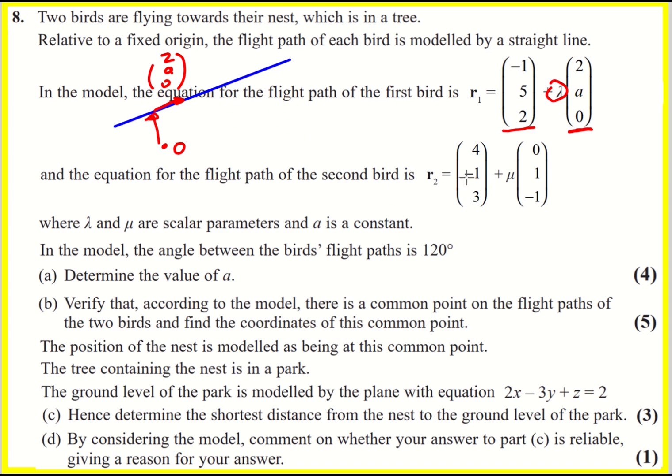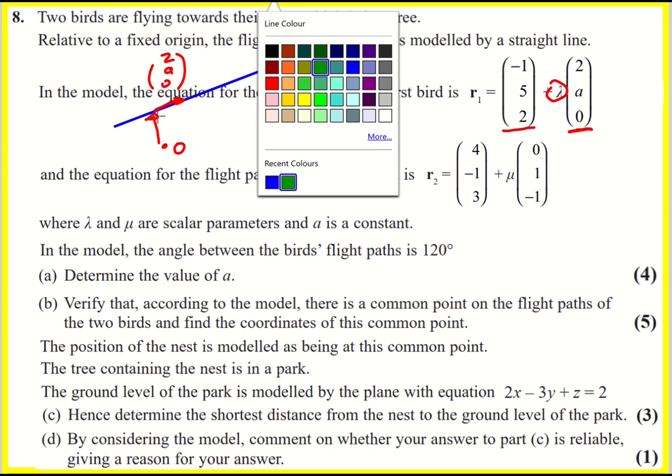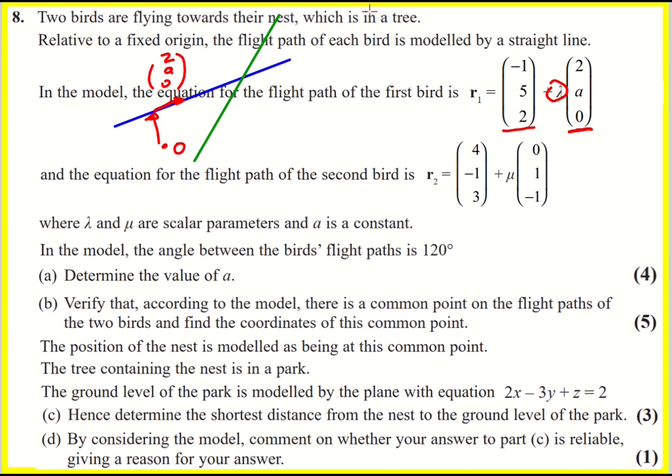And then the equation for the flight path of the second bird is a little bit different, but the same sort of form. So now let's say it was up here. So here we're getting onto the line using this position vector, and then we're going along (0, 1, -1), just some multiple of that. We're told the angle between the birds' flights is 120 degrees and asked to determine what a is. The reason I've done this is that I can just shift these direction vectors up, and this is the angle between them.